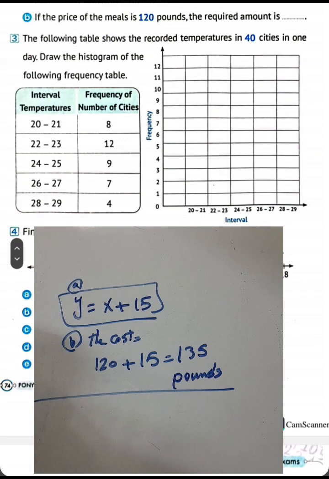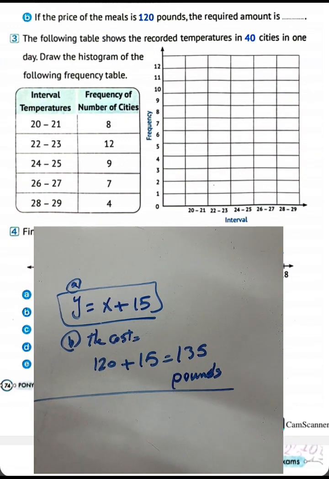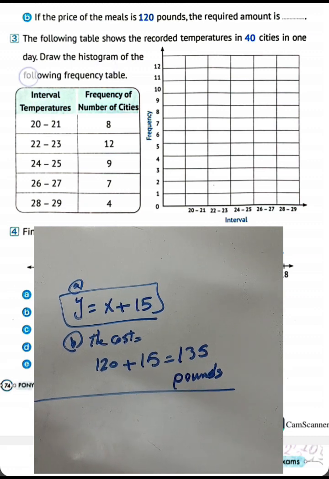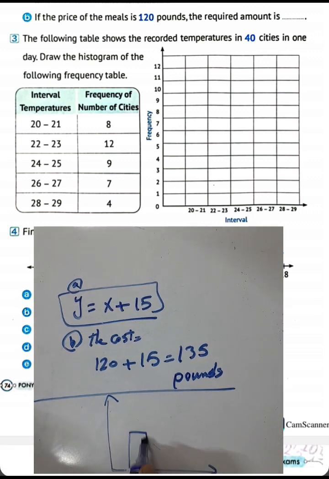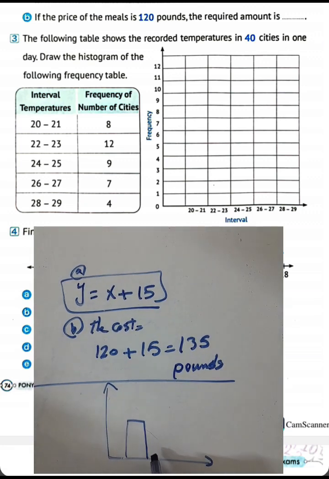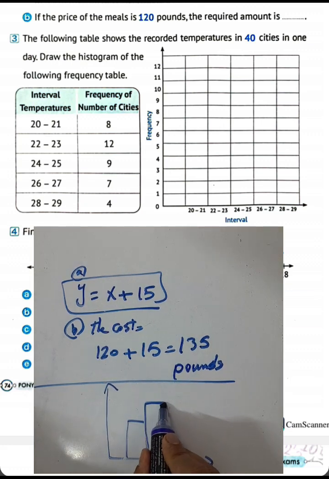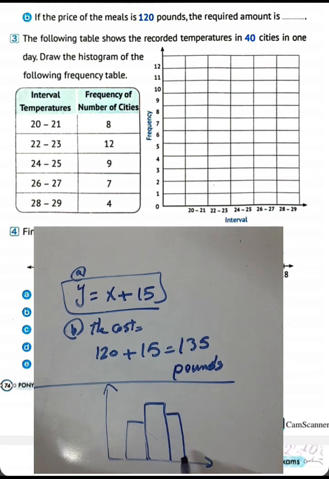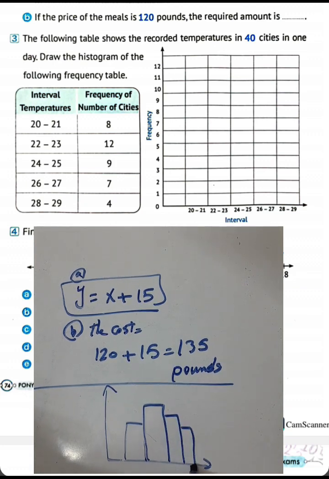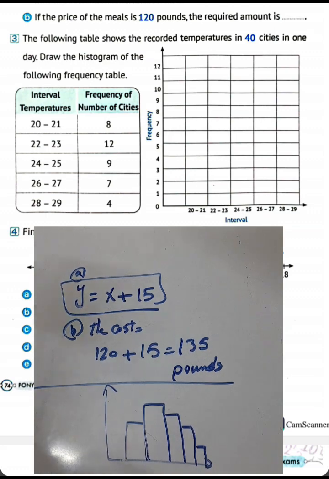The following table shows recorded temperatures in 40 cities in one day. Draw a histogram of the following frequency data. Okay, it's very easy to draw. We have here 28 first, and second 212, and the next 29, 27, 24. You can draw it, it's very easy for you.